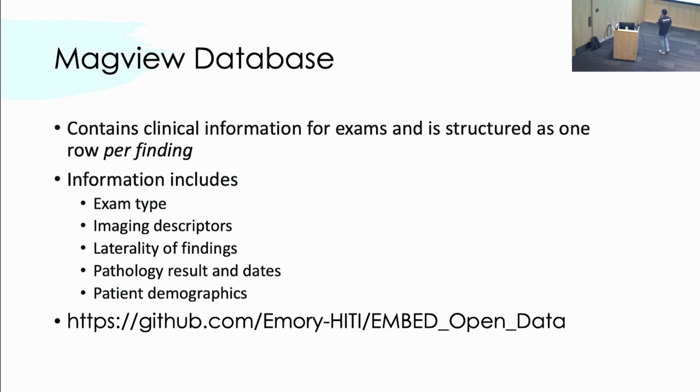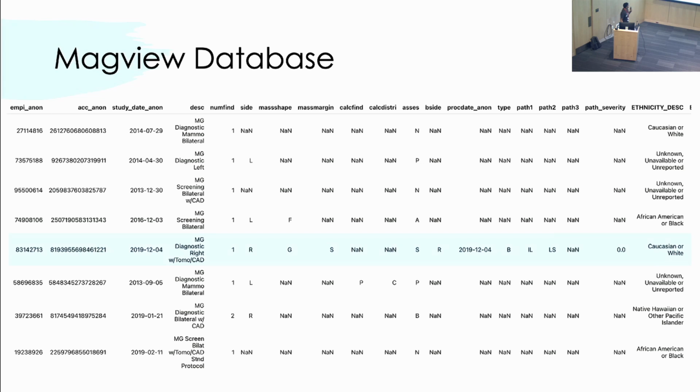Okay, good. So if you are trying to figure out something that the radiologist would have described that would be in the report, or if you're trying to figure out the demographics of the patient or any lesion descriptors, you look in MagView. Okay, we'll go through these columns tomorrow, but this is what it looks like. Pretty simple, right? Each row is one finding.